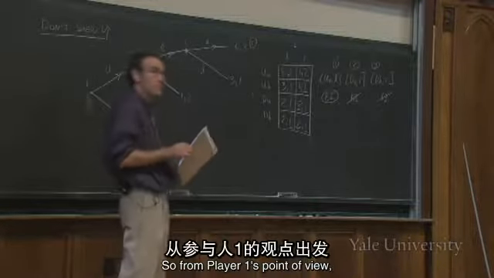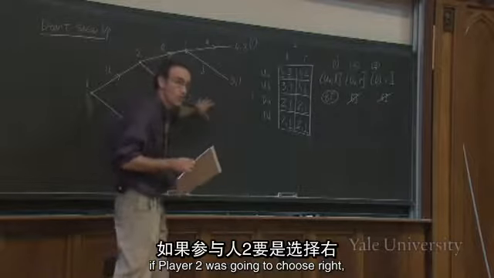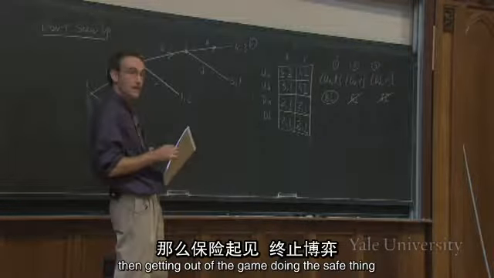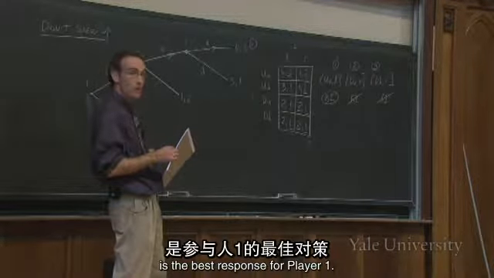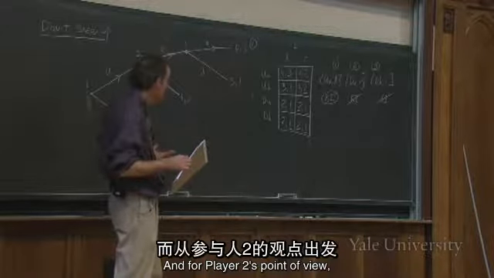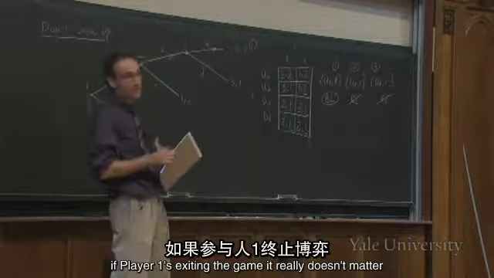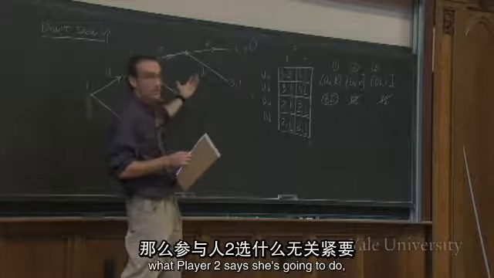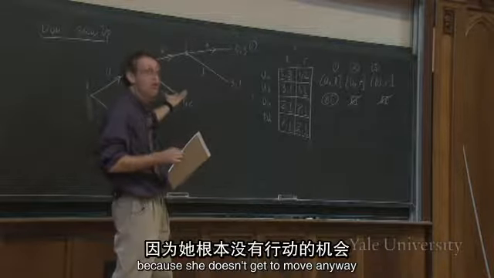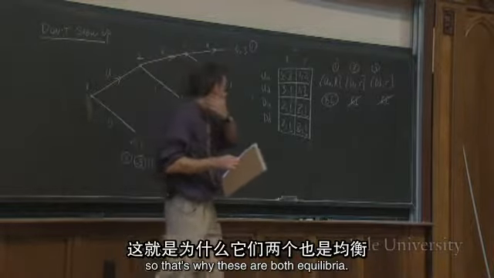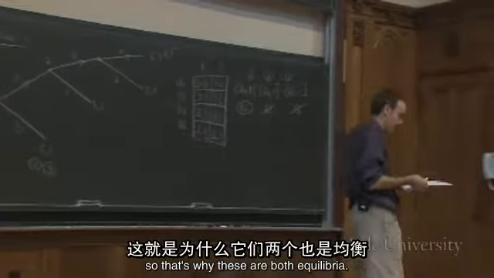Right, so from player 1's point of view, if player 2 was going to choose right, then getting out of the game, doing the safe thing, is the best response for player 1. And from player 2's point of view, if player 1 is exiting the game, it really doesn't matter what player 2 says she's going to do, right, because she doesn't get to move anyway. All right, so that's why these are both equilibria.